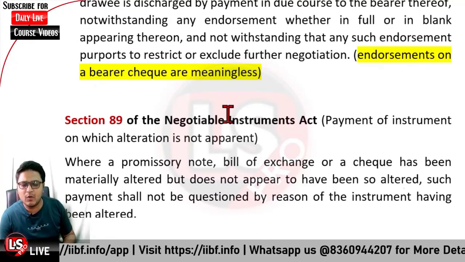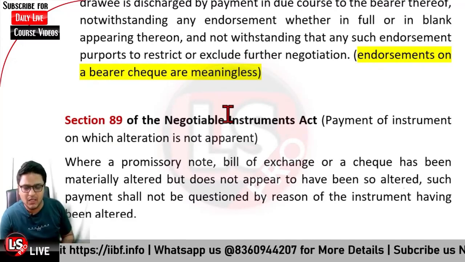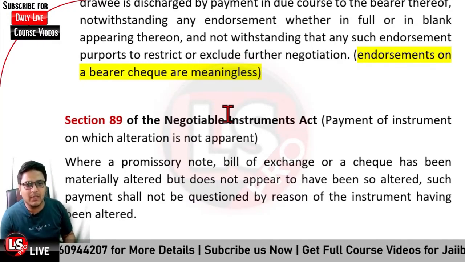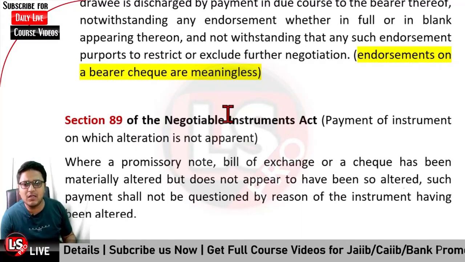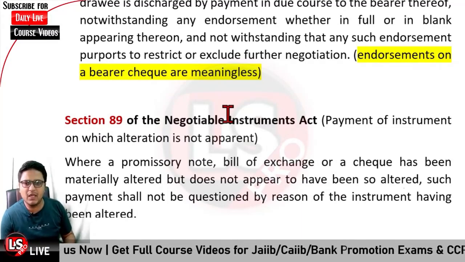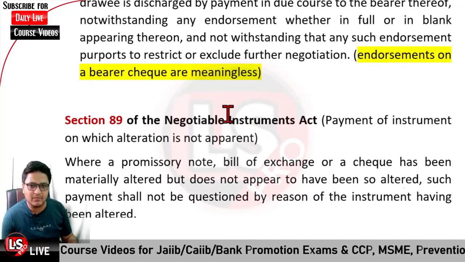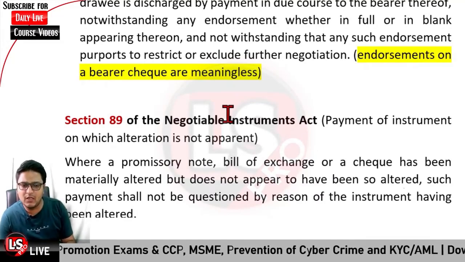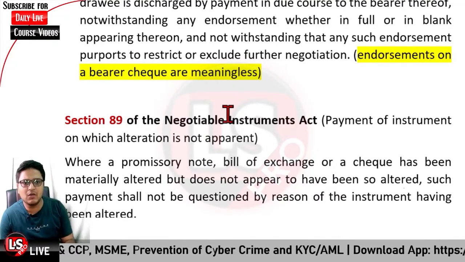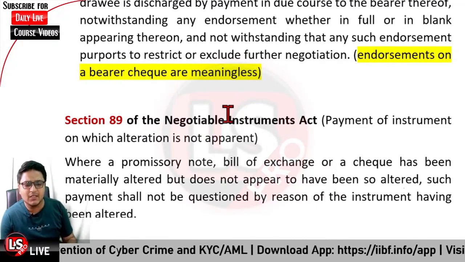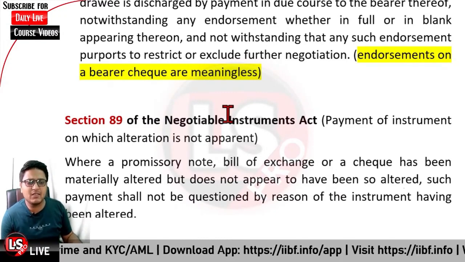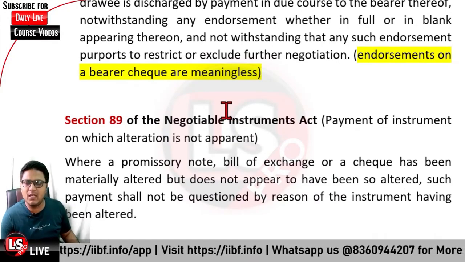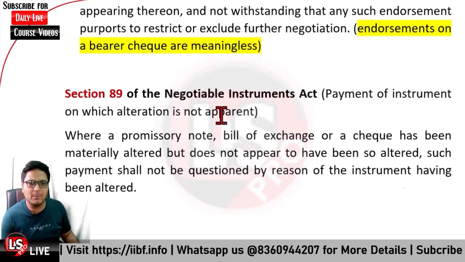So whether it is a promissory note or bill of exchange or check, if it is materially altered, but it does not appear to have been altered with naked eyes, आपने अपनी आंखों से देखा, आपको ऑल्टरेशन नहीं नजर आ रही है, ठीक है, you have performed your due diligence, but the alteration does not appear. In that case, such payment shall not be cautioned by reason of instrument having been altered. Okay, that is also protection to paying banker.